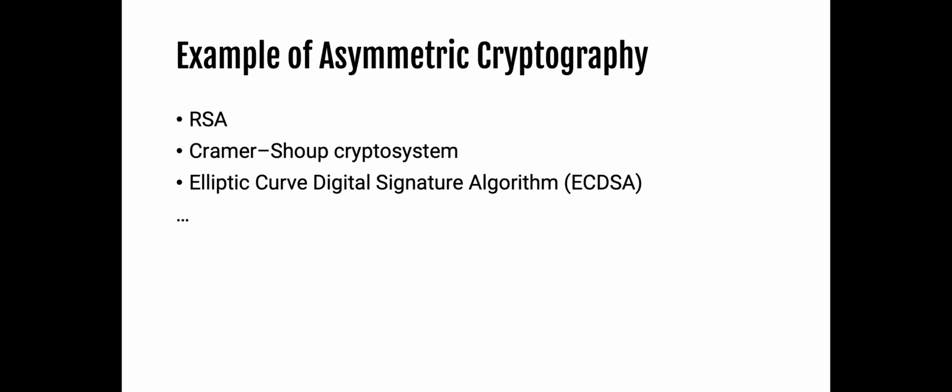So there are many examples of asymmetric cryptography. RSA is something that we will talk about, although we are running out of time today. I will talk about that next time. And then there is the Cramer-Shoup crypto system, also elliptic curve, and the digital signature algorithm. What I mean to say here is that there are many different kinds of asymmetric crypto. Although we are only going to touch RSA, there are also other ways, and if you're interested, I encourage you to look into that.